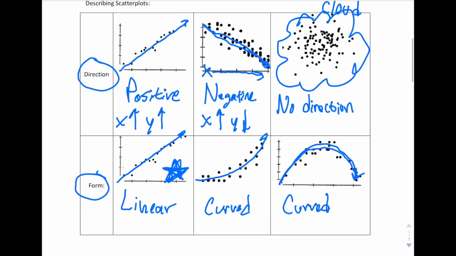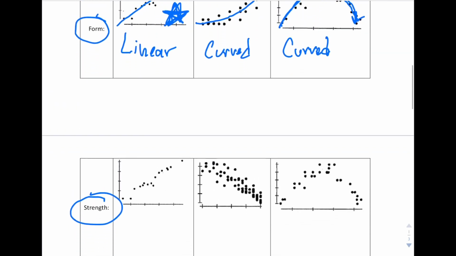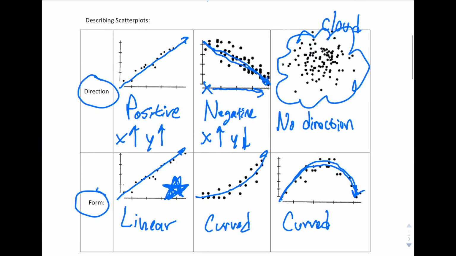So direction and form. And the third thing we want to talk about is strength. Now notice these are the exact same three plots as the first three up here. So remember when we drew the line of best fit for this guy, we said that it had a positive direction. But now we can talk about the strength. When talking about the strength, if you can imagine this line of best fit, how close are each of these points to the line? The closer the points fall on the line, the stronger the association is. So in this case, for this specific example, we would say that this is a relatively strong association.